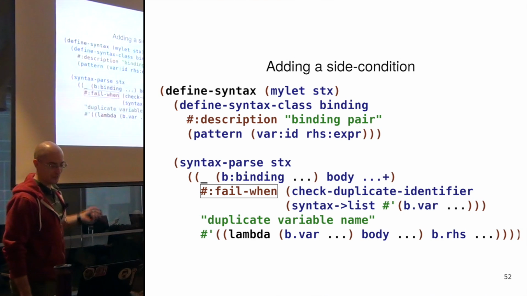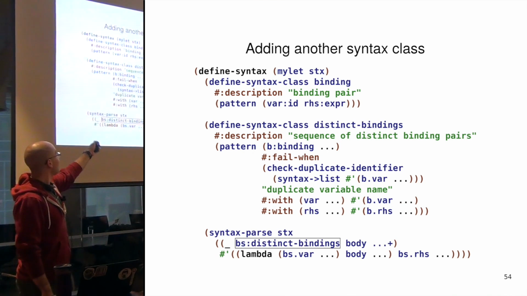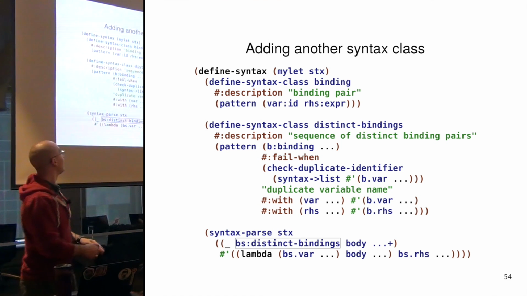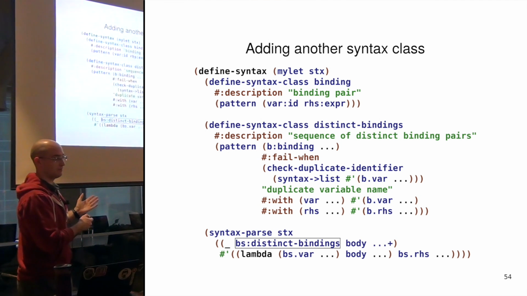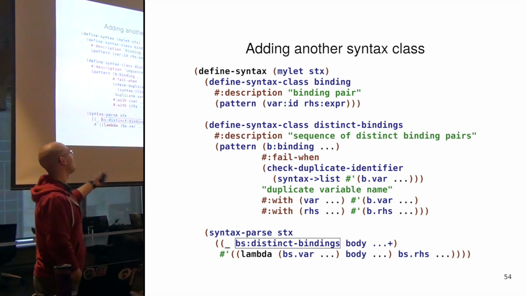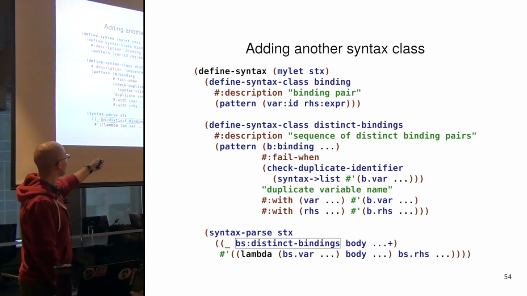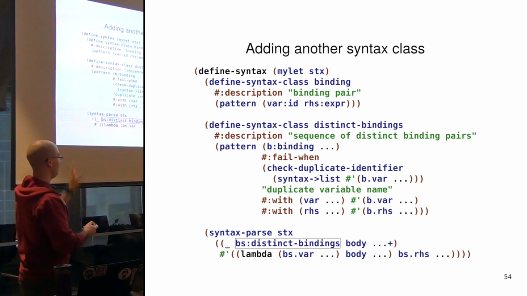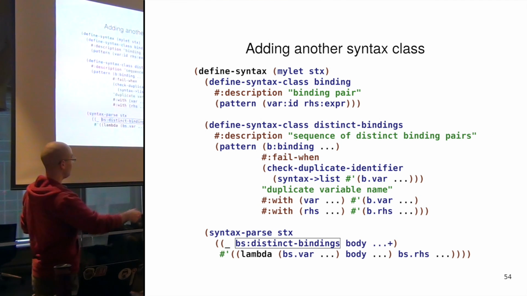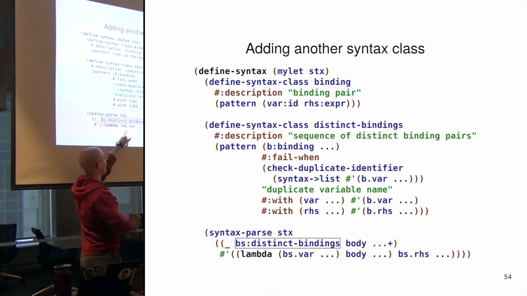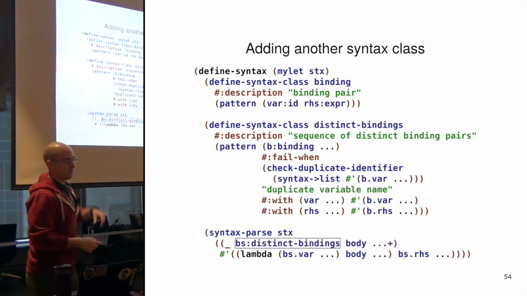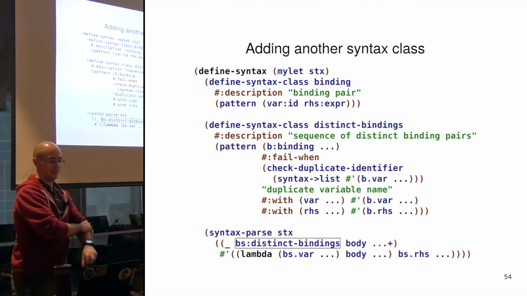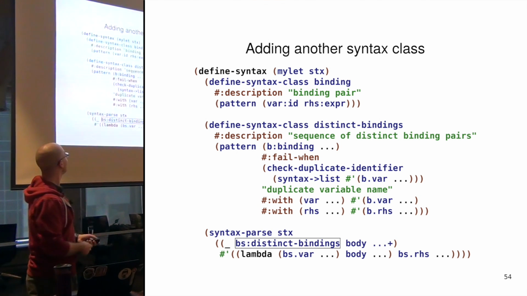Well, it's not reusable yet. Let's make it reusable. So now we can have this new syntax class called distinct bindings. And this is just sort of encapsulating what we had before in the pattern, but now we're making it reusable, where we have this list of bindings as the pattern, and we have this side condition and the error message that gets reported, and then for convenience we can actually bind. These are just extra little binding pieces of sugar for here. That basically says you can refer to the variable inside this syntax definition or the right-hand side.